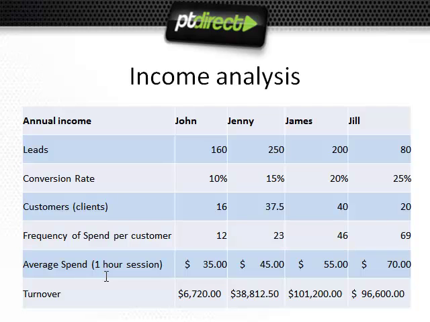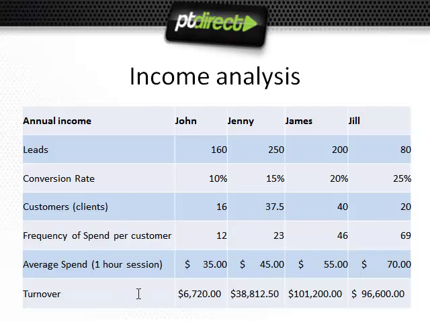The next row is average spend on a 1 hour session. In this case we've got John who's at $35 all the way ranging up to Jill who's at 70. Now for the purpose of this analysis, these people are in the same club, so we're just going to keep it pretty simple so that they're all in the same fitness club, and as a result the businesses are quite comparable, and we'll have a chat about how that works.